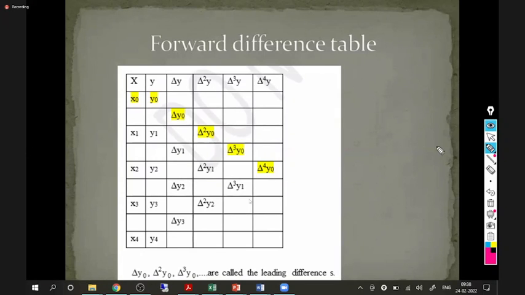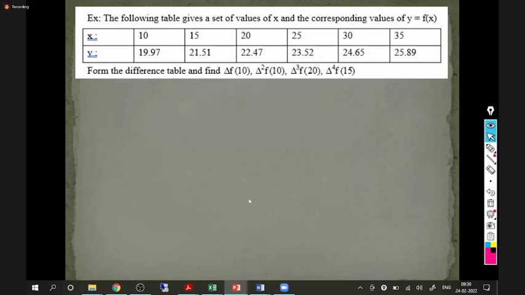So you can see the example now, an example for a forward difference. They are very simple. Here is a question on the screen. We are given the values of x and y, and the question is to find delta f of 10, delta square f of 10, delta cube f of 20, delta 4 f of 15. Remember, this type of question was not asked in previous question papers in the last 4-5 years, but this table is obviously used in interpolation.